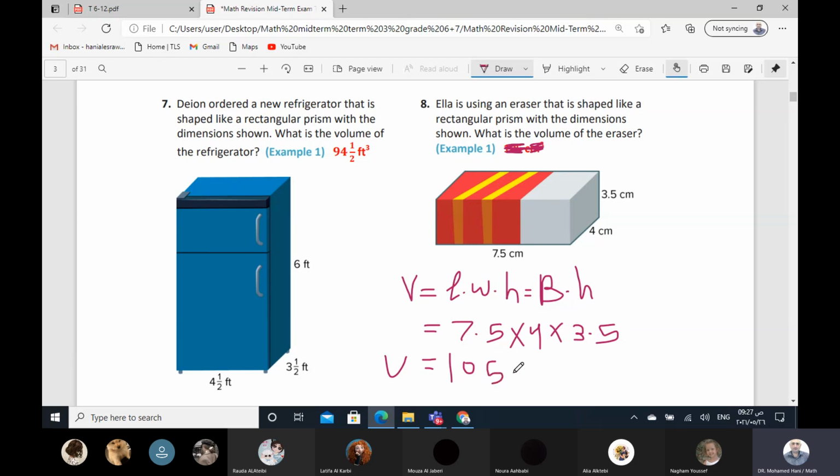And who can tell me what is the unit here? Yes. Centimeter cubed, because here we have a volume, three dimensional. Three dimensions, 1, 2, 3, means centimeter times centimeter times centimeter, centimeter exponent 3, or centimeter cubed. This is our revision. Who has any question?